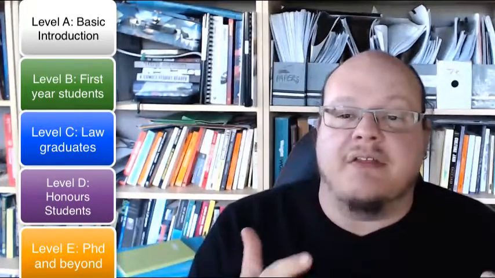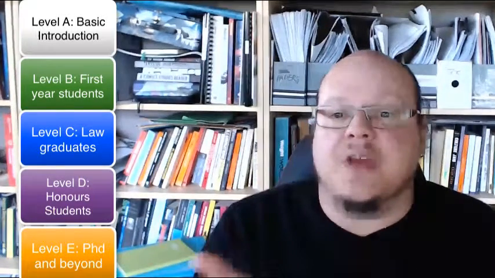Level B is the next level up, and it is the kind of knowledge that first year law students are going to require, the things you need to know to get started in your law studies. Level C, the next level, is the kind of knowledge that's aimed at the second year students who will be doing the legal research subject as a core subject, and that level is the knowledge that we expect law graduates should have.